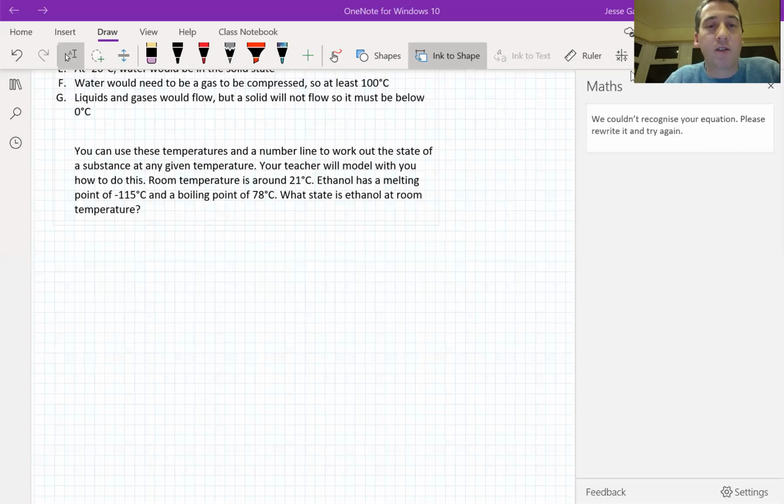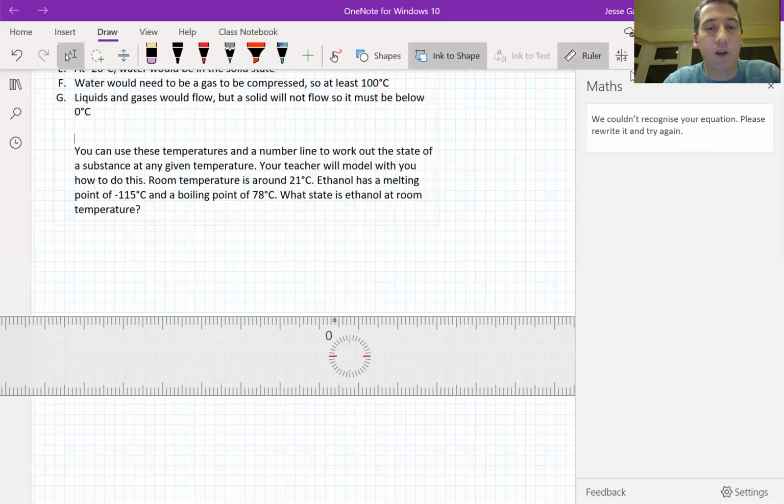Okay, we've got a substance, ethanol. Ethanol is alcohol. It's the alcohol you find in alcoholic drinks. It's a colorless liquid like water at room temperature. Well, I'm after giving you the answer, but how would we work it out if you didn't know? So all I'm telling you is the name, ethanol. Ethanol has a melting point of minus 115 degrees and a boiling point of 78 degrees. They want us to find out what state ethanol is at room temperature. So I'm going to show you how we can use a simple number line to work this out.